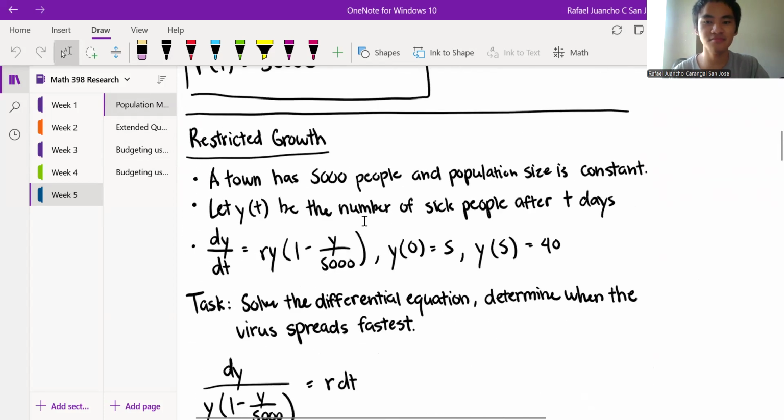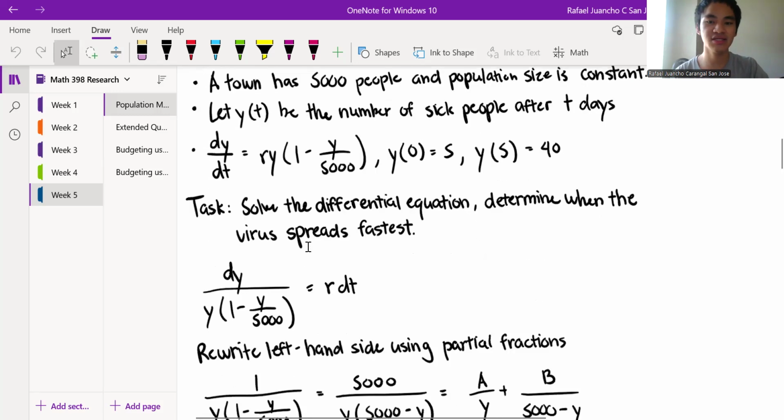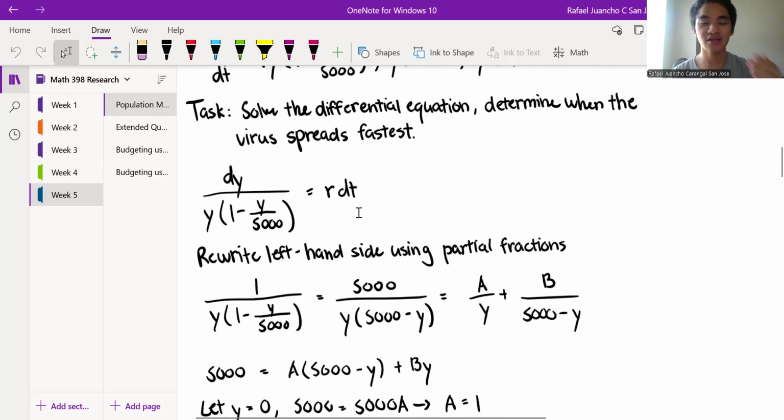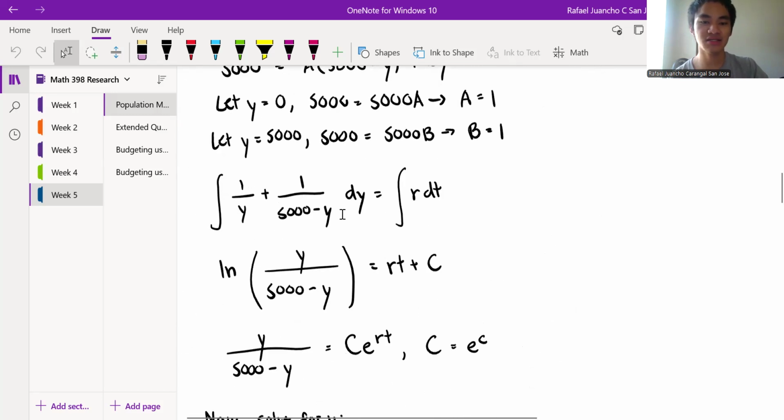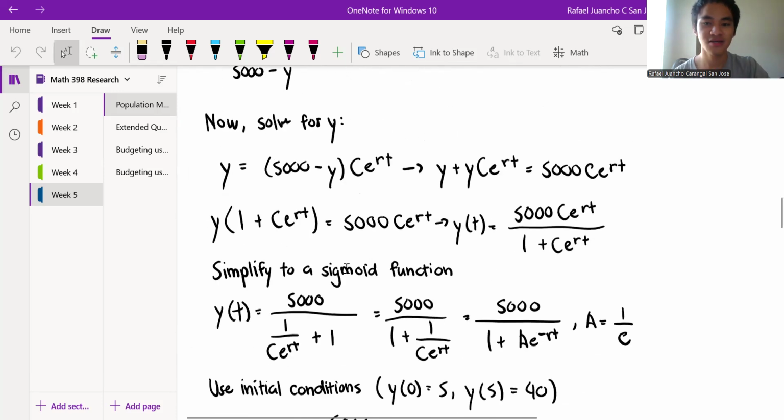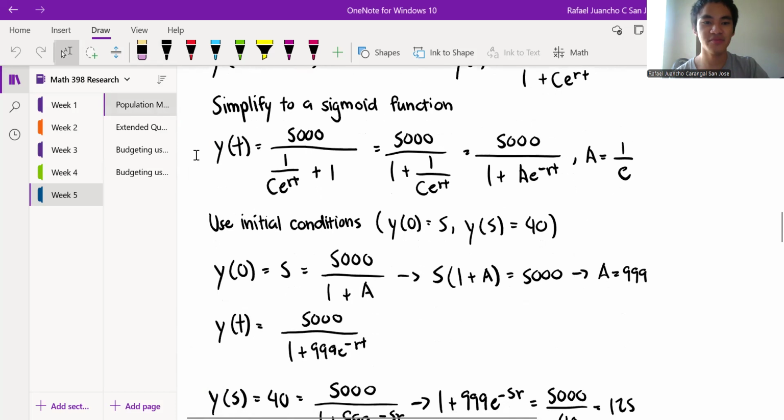Like this, right? So we have some sort of differential model where this town has 5,000 people, population size is constant, and as our population increases or the number of sick people increases, at some point in time, as time goes by, it's going to plateau because that's the carrying capacity. So when it reaches 5,000, it won't exceed 5,000. That was the idea of the population model.